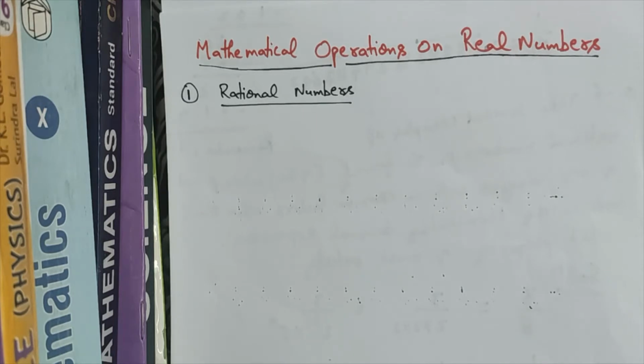Similarly, the commutative property, associative property, and distributive property of rational numbers, all these properties are followed by addition and multiplication, but not followed by subtraction and division. So here we will be discussing these properties of rational numbers first, then we will come to irrational numbers, and then we will compare rational numbers and irrational numbers.